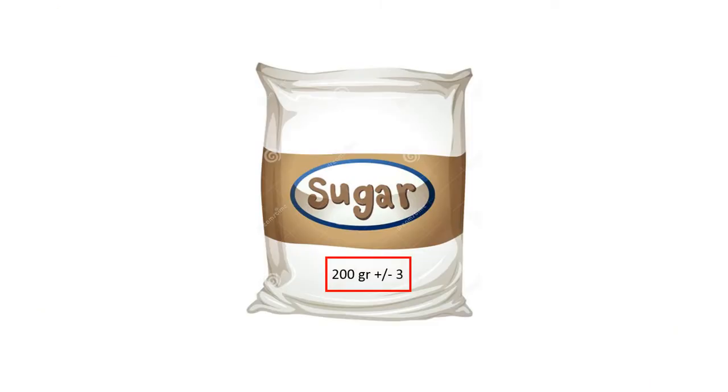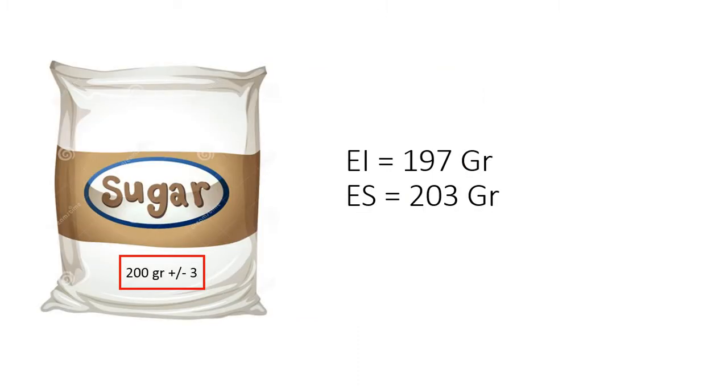We have a sugar bag. It contains 200 grams plus or minus 3 grams. So, if we don't find between 197 grams and 203 grams, we won't be satisfied with that product. The specifications are basic information that the factory gives to us.